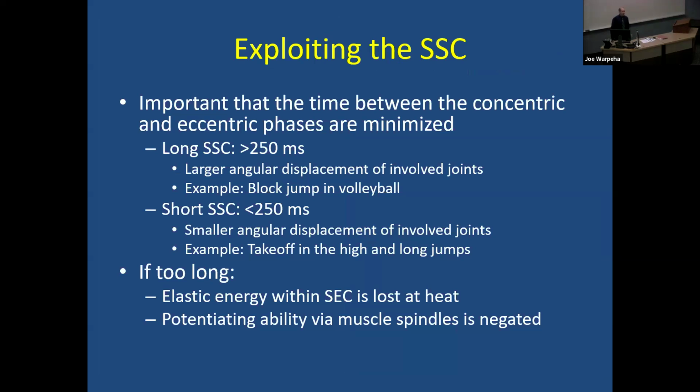So exploiting the stretch shortening cycle, it's natural, it happens in everybody. So it's not like it's cheating if you do that. You can't do that because that helps in performance? No, it's a part of human movement. It's to your advantage to take advantage of and exploit this natural reflex.